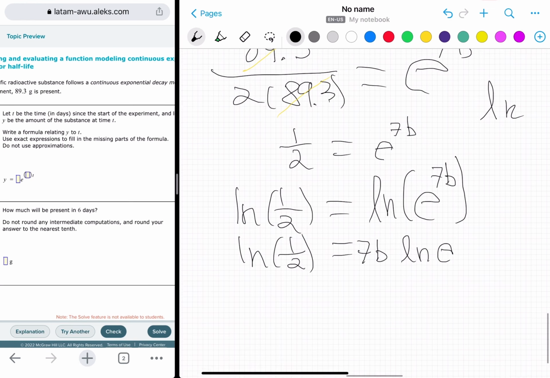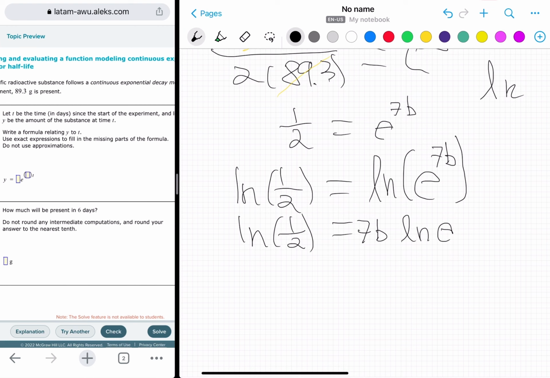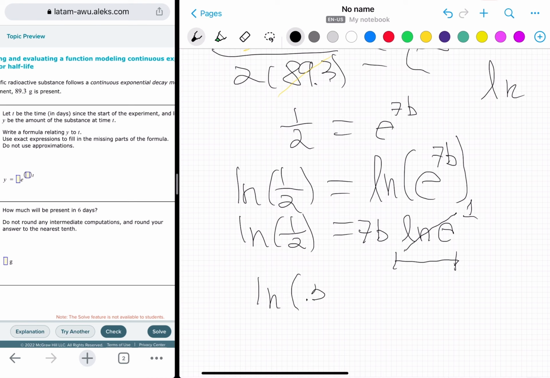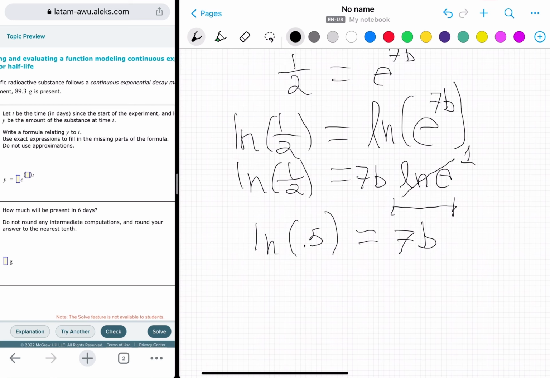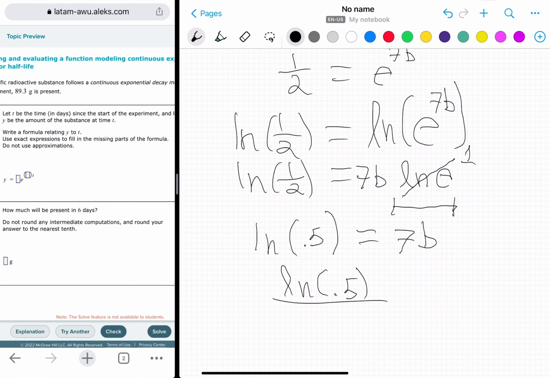And here, I know that natural logarithm of e is 1. So I can write just 1 here. And that leaves me with natural logarithm of 0.5, which is the same as 1/2, it's the same number, equals 7b. Now all I have to do here is move this 7 to the left side. So it's going to be natural logarithm of 0.5 over 7, and that is b. That is the value b that I was missing.